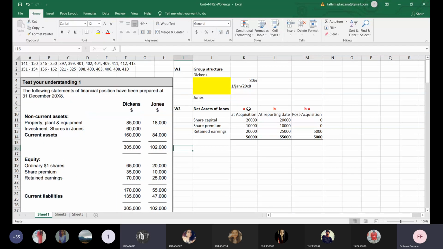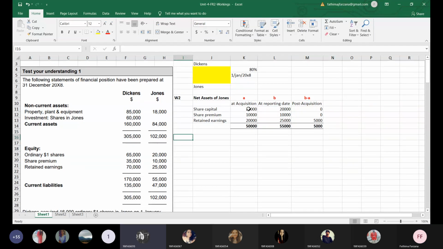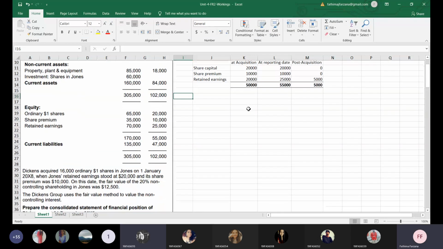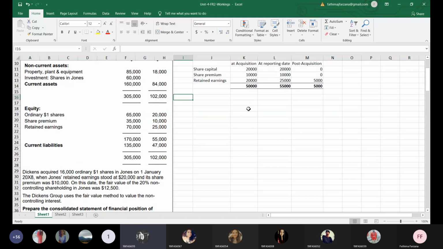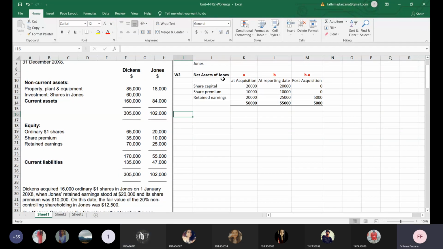Ma'am, why are we not taking the adjustment values, ma'am? What I didn't get is at acquisition, why are we not taking $16,000? See, we are computing net assets of Jones only. They are not asking about how much Dickens acquired and all. They are asking what is the value of share capital, premium and retained earnings of Jones. Otherwise everywhere you have to compute percentage if that's the case. What is the value of Jones? Okay. So let us go to the next one.